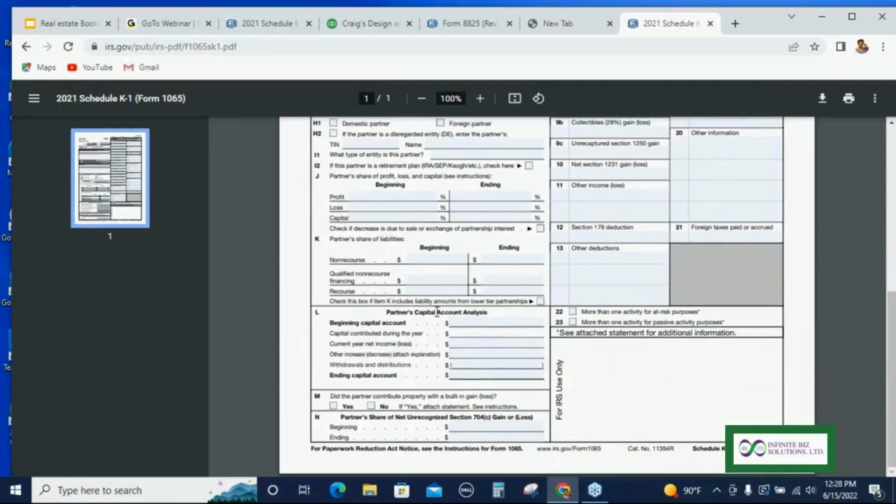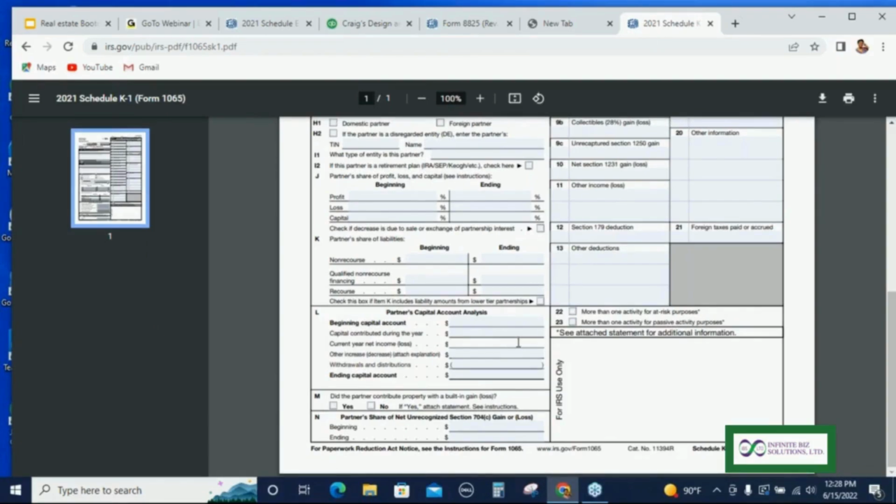Now, down here is talking about a capital account. So how much you invested from the beginning, and then whatever contribution that you put in addition to what you started with, and then the current net income or losses. Keep in mind, if the partnership ends up being a loss, it reduces your capital stock in the business, okay? Your capital account goes down every time you have a loss.